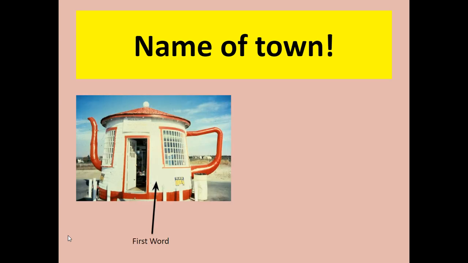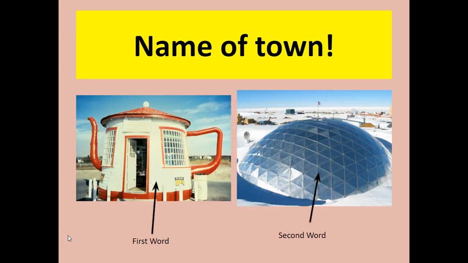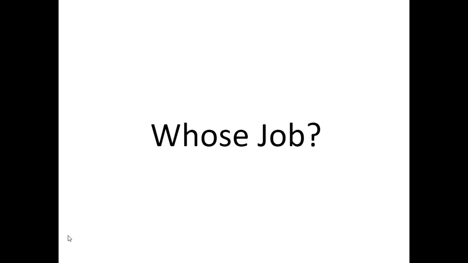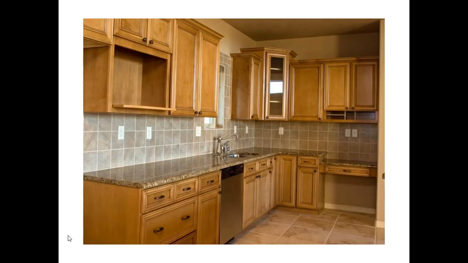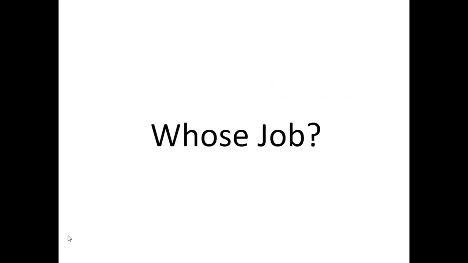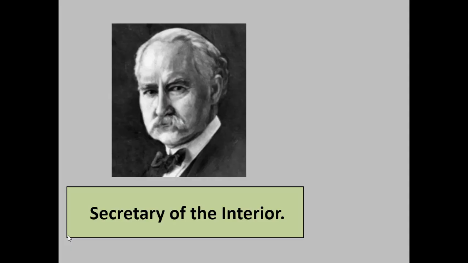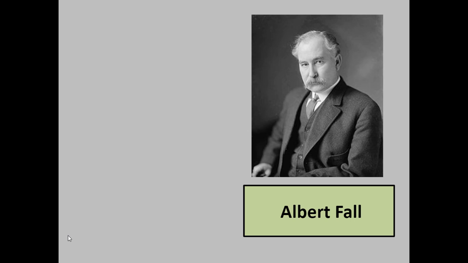Now, there was a town in Wyoming called Teapot Dome, and that town is going to have oil underneath it. The U.S. government, to prepare for this possible war, is going to need to hire a company to get the oil out of the ground. Tons of companies were interested. So under the law, the U.S. has to allow all of them to bid for the project. So basically, whose job is it to bid these companies out? It's the cabinet member under Harding, the Secretary of Interior. His name is Albert Fall.